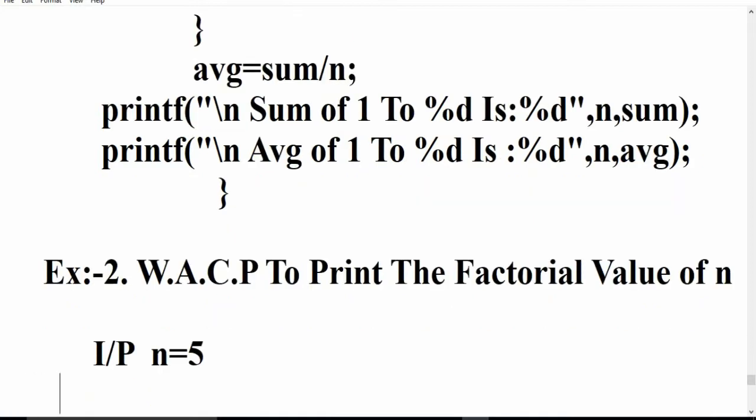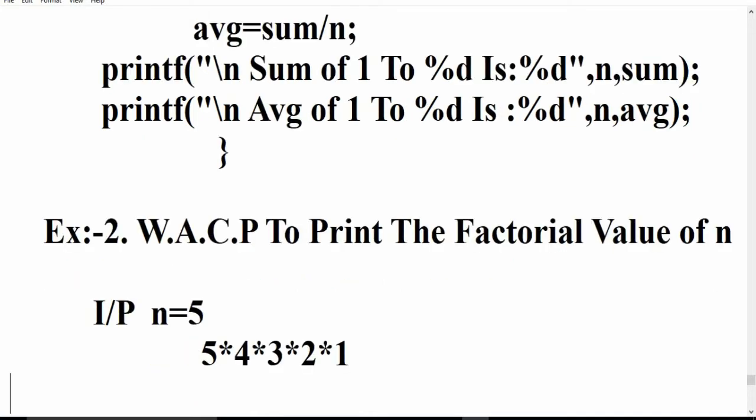Now how will you calculate the factorial value of this 5 here? 5 multiplication 4 multiplication 3 multiplication 2 multiplication 1. This is called the factorial value of n, that is 5. 5 into 4 into 3 into 2 into 1, nothing but the multiplication of all the values from n to 1, is called the factorial value of the number.